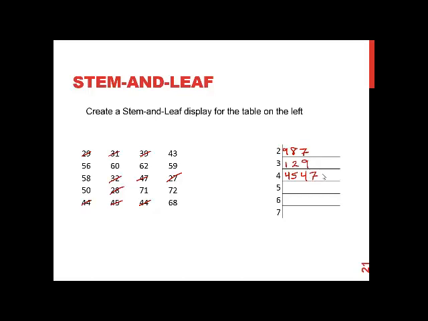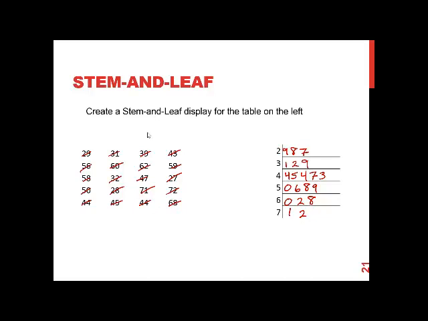47 and a 43. We'll look at our 50s: 50, 56, 58, and 59. 60s, we have a 60, 62, 68. 70s, we have a 71 and 72.